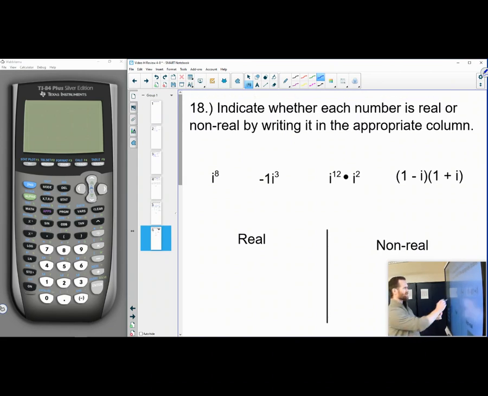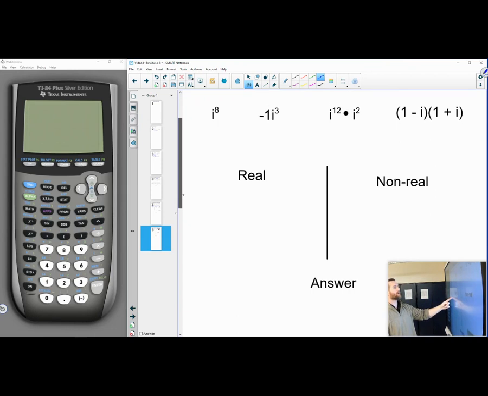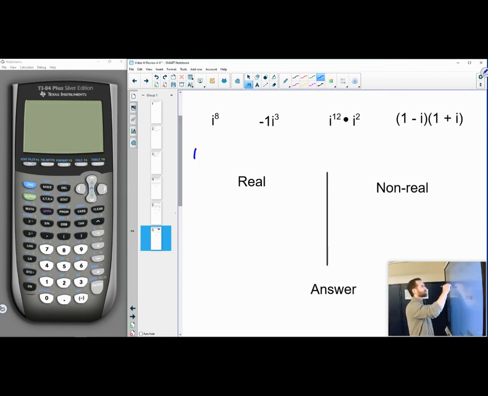This looks very similar. It's the same four expressions, I think, but the directions have changed. We have to indicate whether each number is real or non-real by writing in the appropriate column. Okay, I sort of wish I had saved the answers for the other ones, but whatever. We'll just go through it pretty quickly. So i to the 8th, we know that's 1, so that's a real number. Just bring it down. Real.